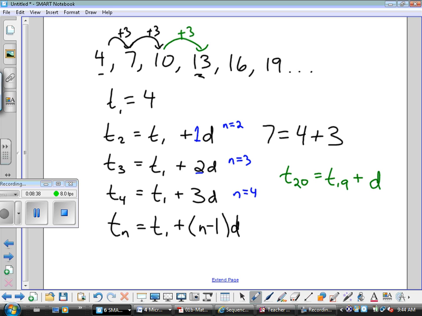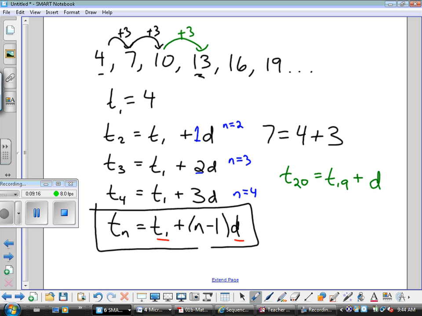And this is really handy, this formula here. This is the important formula for arithmetic sequences. It's called the general formula, or the general term formula, or the arithmetic sequence term formula. And so as long as you know the first term and the common difference, then for any value of n, that means a term for any position in the sequence, you can figure out what goes in that spot.